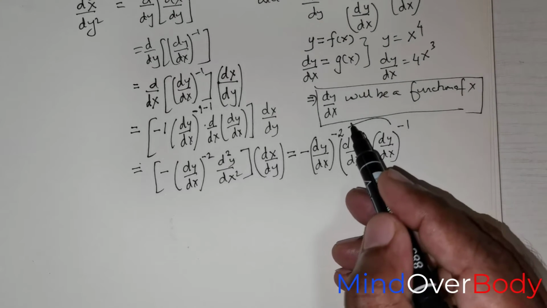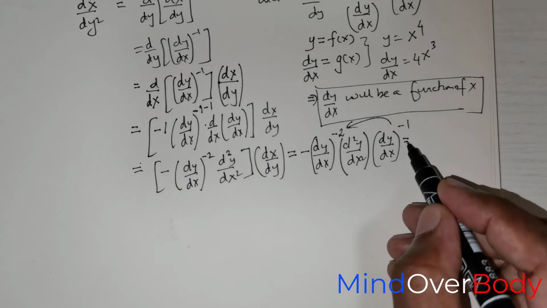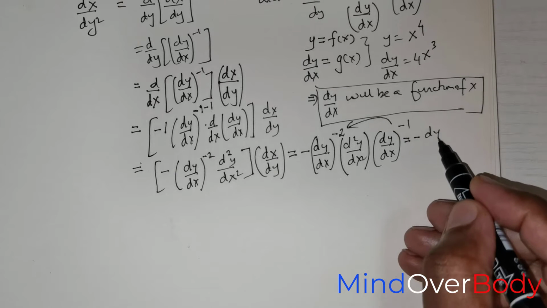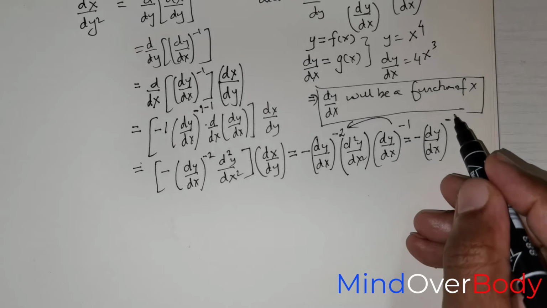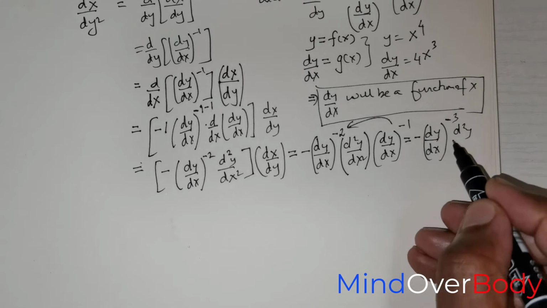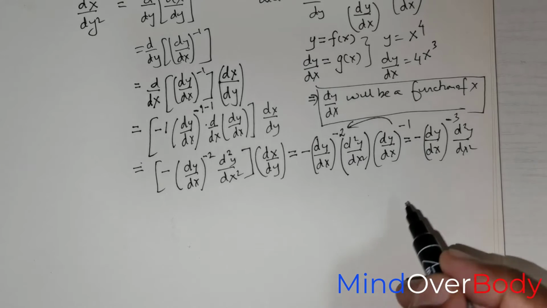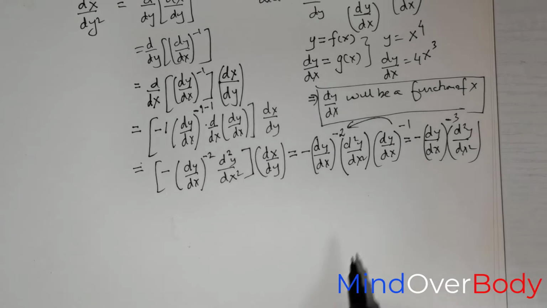Now I can club these two together. If I were to club these two together, this is going to give me negative dy over dx raised to the power of -3 times d squared y over dx squared. So this is a beautiful result.